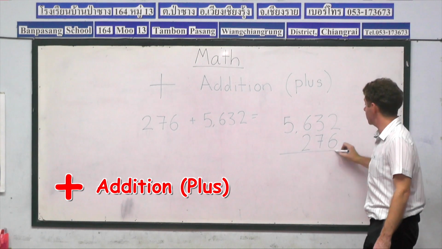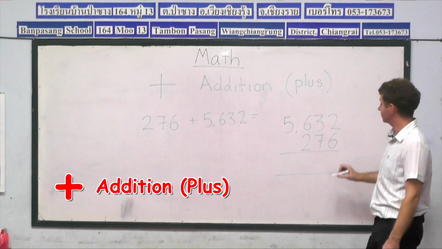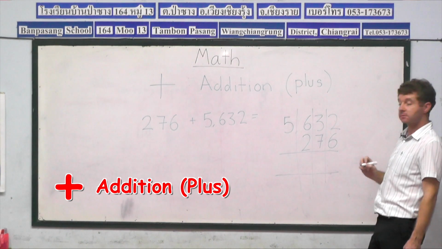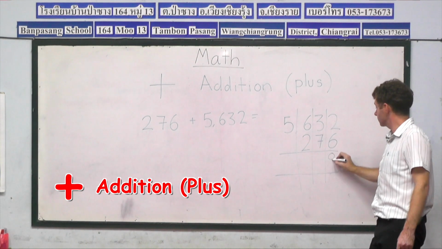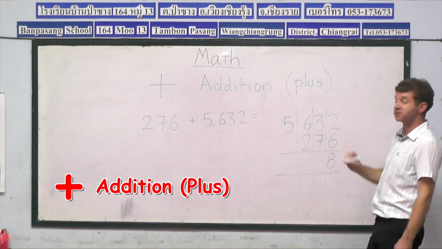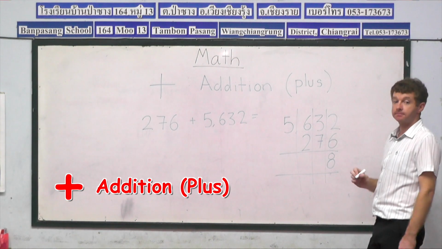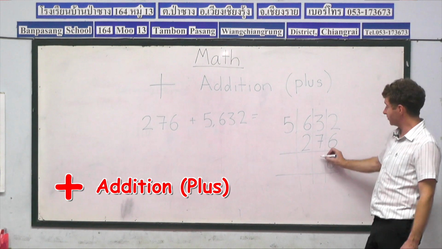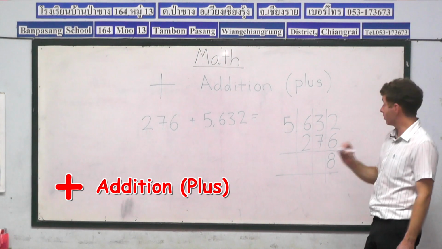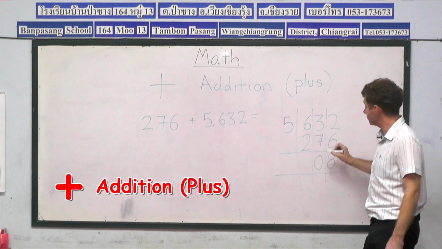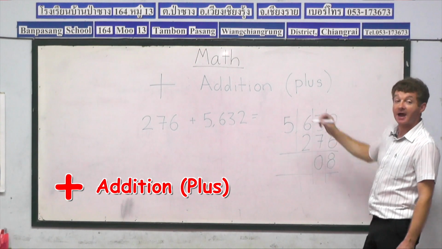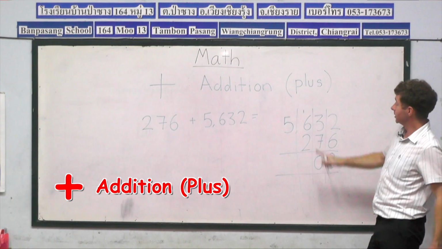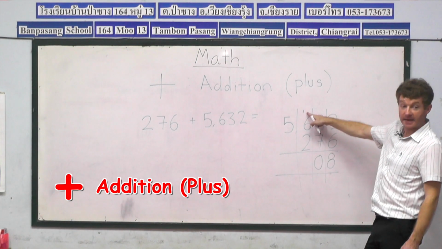So what we can do now that we've got our two rows together, we can begin to add. 2 plus 6 equals 8. 3 plus 7 equals 10. So remember what we've learned about regrouping. What digit needs to go in here, guys? 0. And what do we do with the 1, the 10? Carry over. So we can put the 1 in here. 6 plus 2 equals 9. Yes.